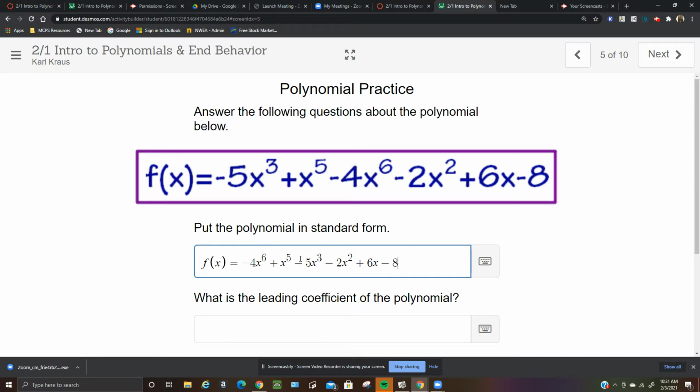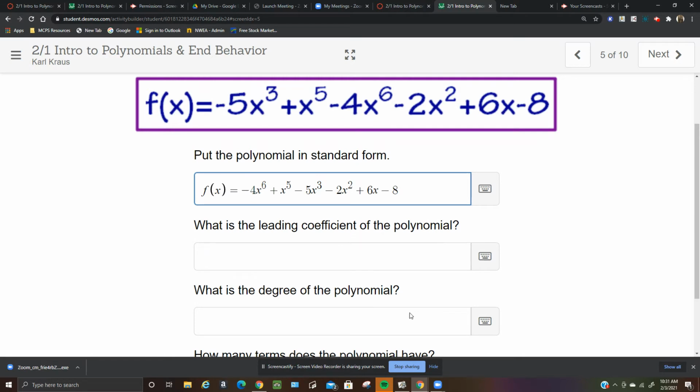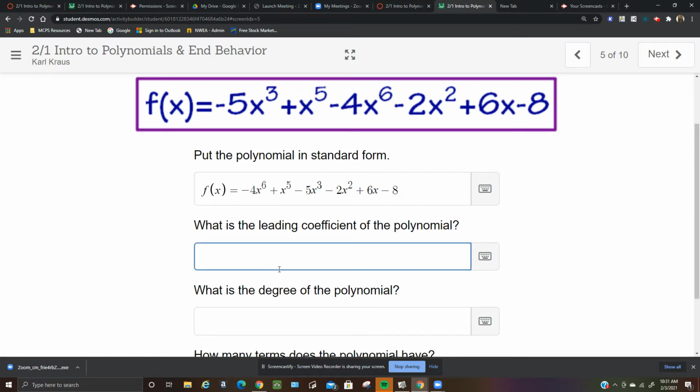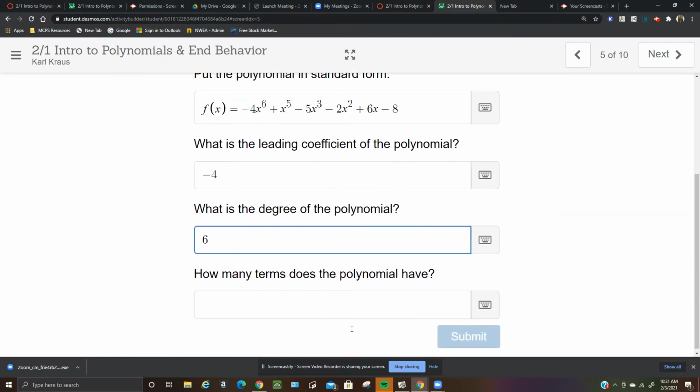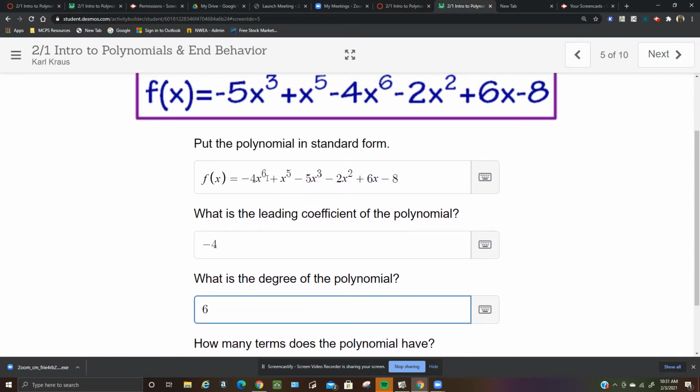So 5, 4, there's no power of x, which is 4. Then x cubed, x squared, x, and then x to the 0. So the leading coefficient that goes with the x to the 6 is negative 4. The degree is the highest power of x, which is 6. How many terms does this have? 1, 2, 3, 4, 5, 6.